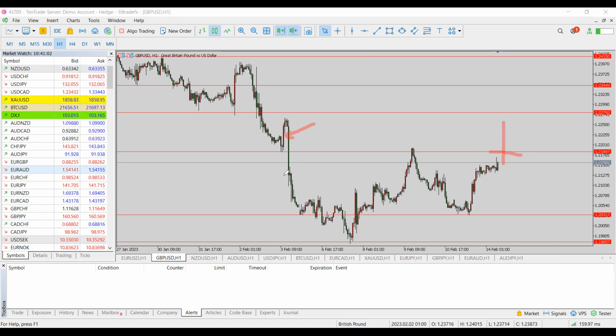Maybe as a scalper, will not be using stop loss and so on. So we need to be very, very careful how we look at the market at the end of the day.